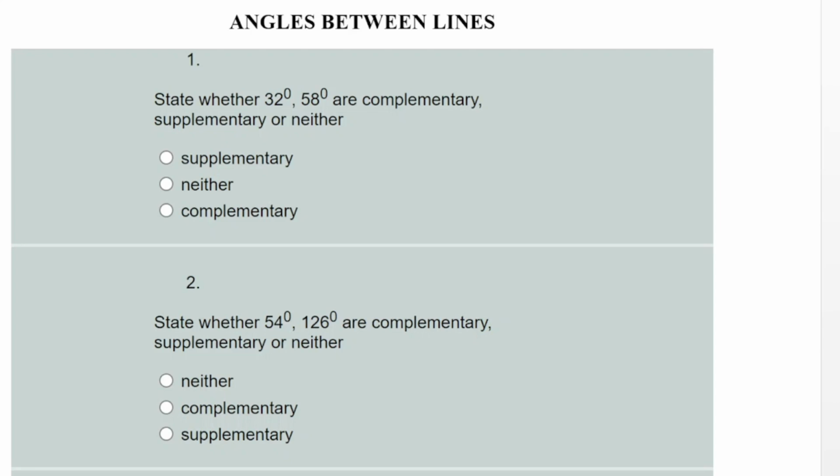So if you have 32 plus 58, that gives 90. So in that case, we'll say that 32 and 58 are complementary angles. All right, so they are complementary because 32 plus 58 is 90 degrees. So that is complementary angles.